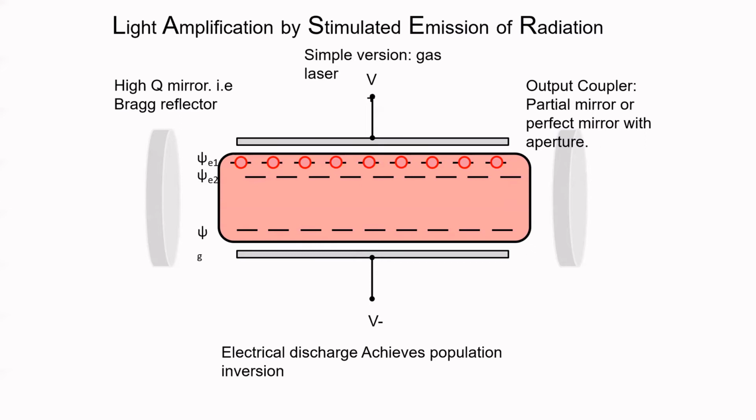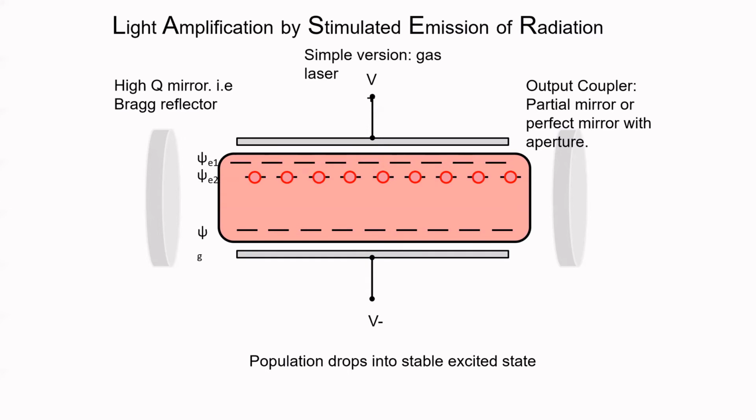Now, in our archetypal system, those atoms will rapidly relax, but they don't relax all the way to the ground state. What we're looking for is a state where they can relax into a metastable energy level just below here. The important characteristic of this E2 state is that those atoms have a relatively low probability of spontaneously decaying to the ground state. So they're just going to hang around for some reasonable finite time.